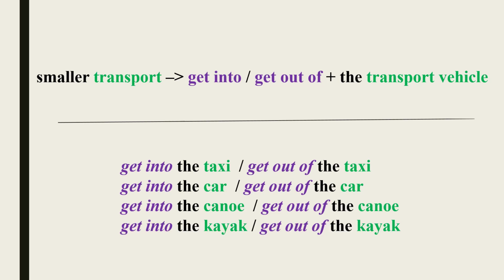With smaller transports where you can only sit there, you use get into and get out of, plus the transport vehicle. For example, get into the taxi, get out of the taxi. Get into the car, get out of the car. Get into the canoe, get out of the canoe. Get into the kayak, get out of the kayak.